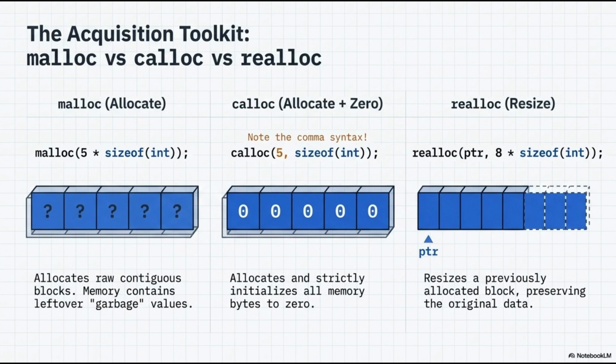If you need a completely clean slate, you use calloc. That strictly initializes all memory bytes to 0. Just pay close attention to that comma syntax instead of the multiplication star. And what if your needs change? Well, realloc lets you expand or shrink a previously allocated block on the fly, all while retaining your original data. It's a real game changer.